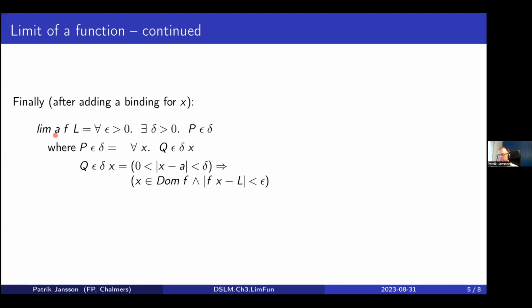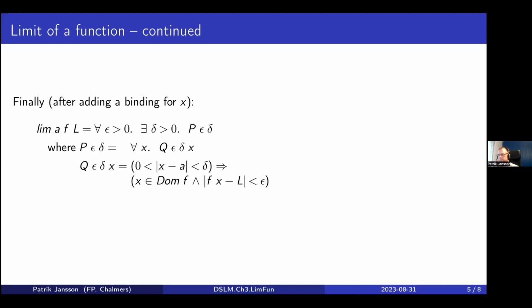So now we bind A, F, L, epsilon, delta, and x. Because otherwise, if we don't bind x, it will not be well-defined, the whole predicate. And then I just made up another name, Q, here for the 3-argument predicate, taking epsilon, delta, and x, which now is well-scoped. So x, delta are all defined, and also these F, L, and epsilon are available in the context.